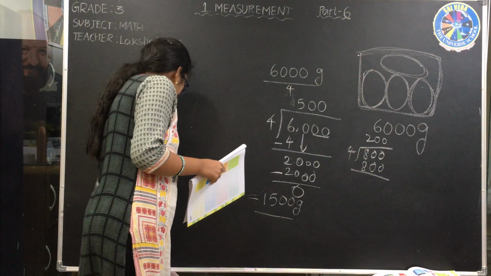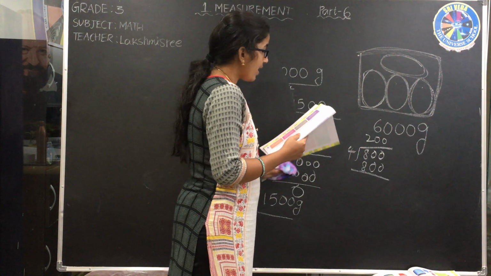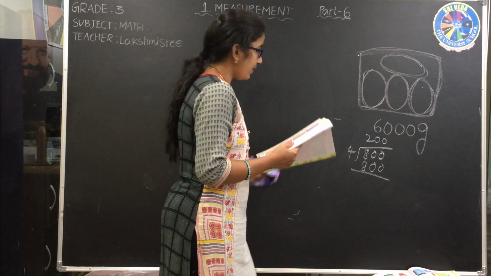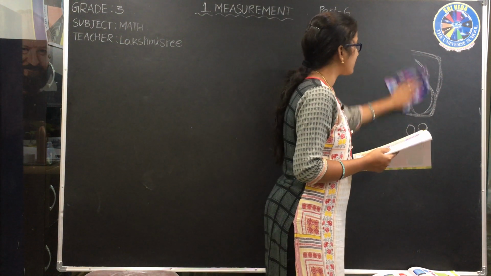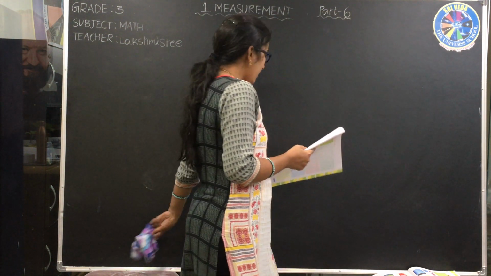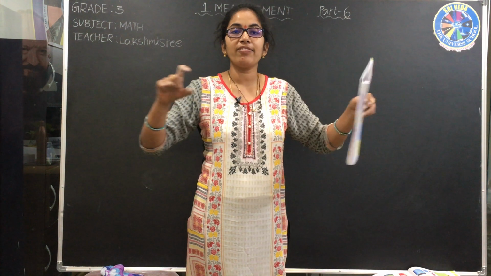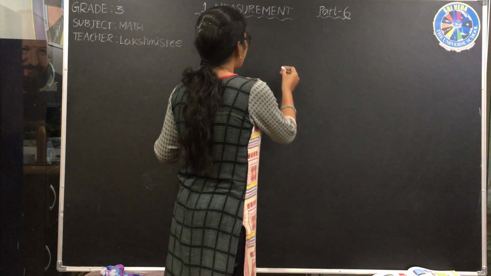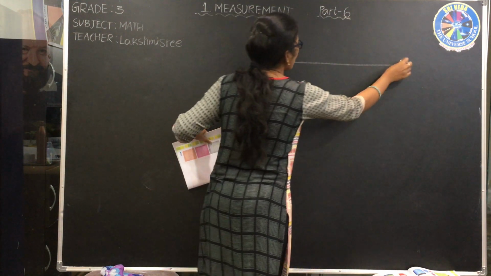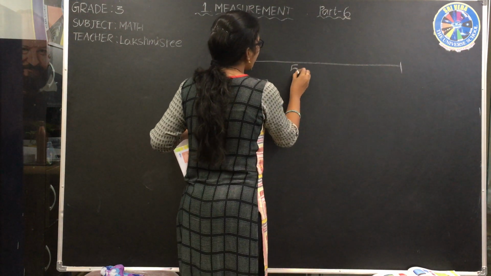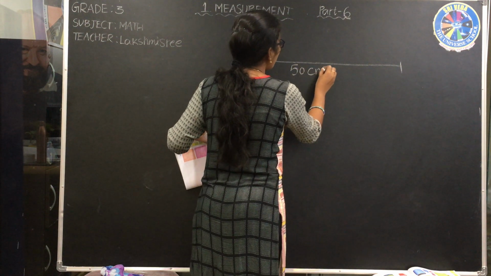Then read the second one. A red colored ribbon was 50 centimeters long. What is the length of the ribbon? Yes, it is 50. For example, this is a ribbon. The length of this ribbon is 50 centimeters.